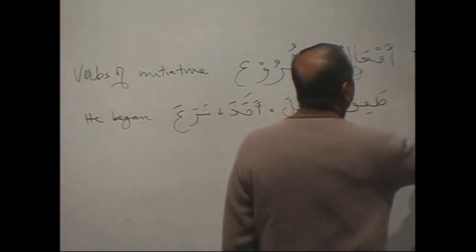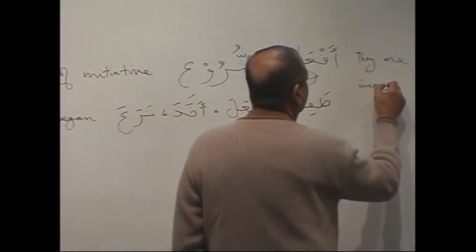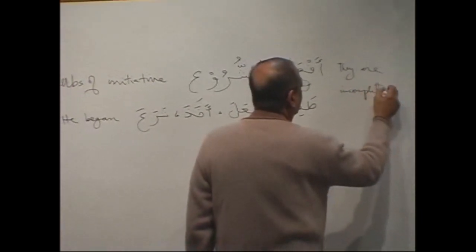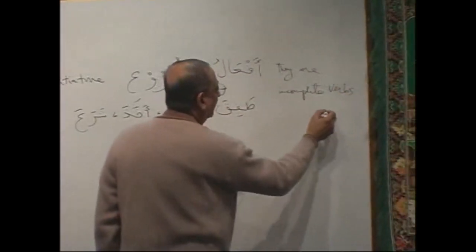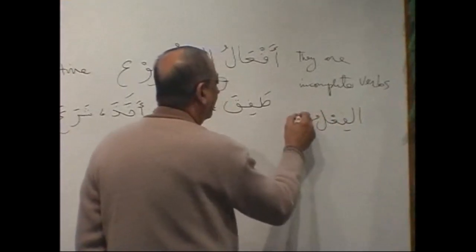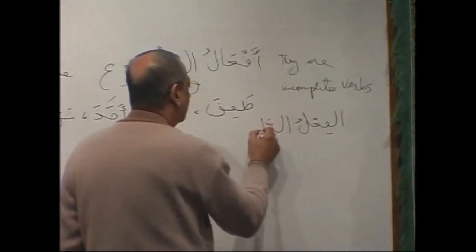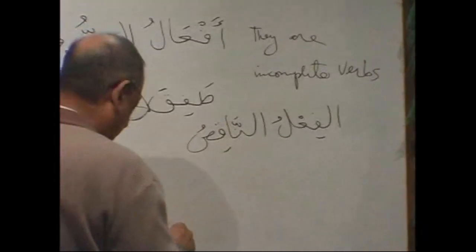They are incomplete verbs. What are they, brother and sister? Fi'lun naqisun.